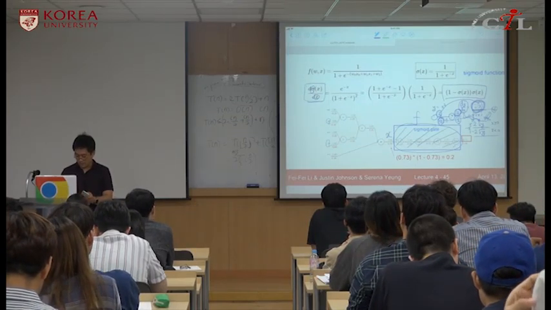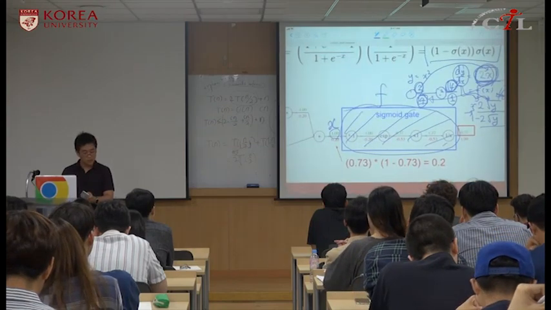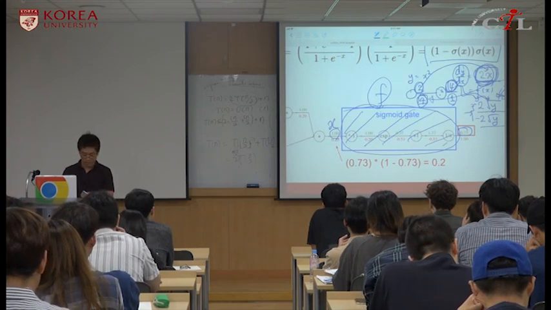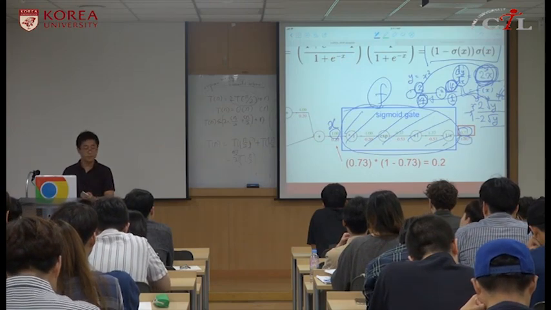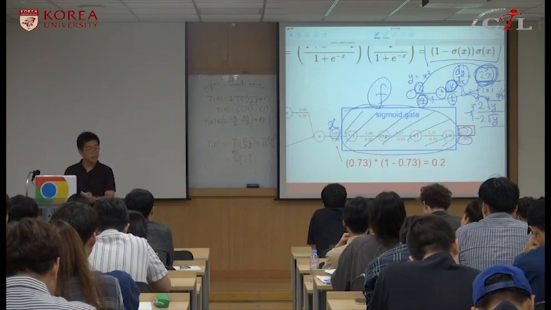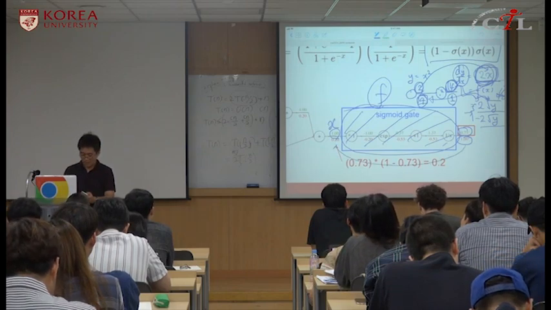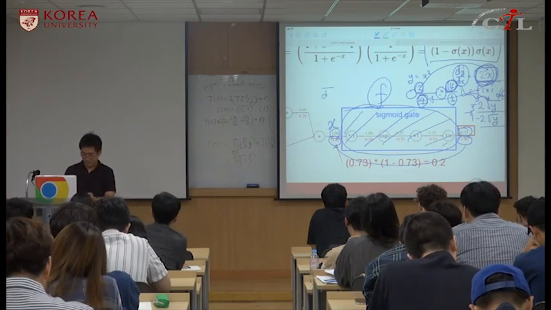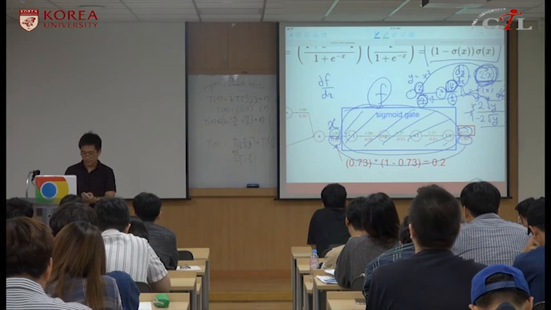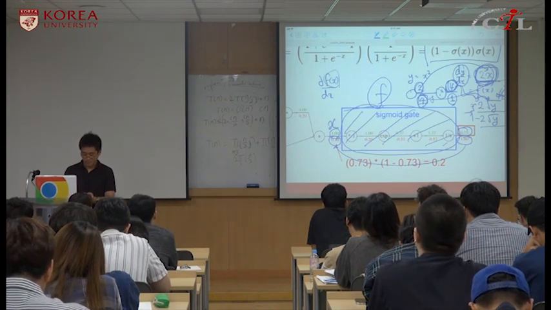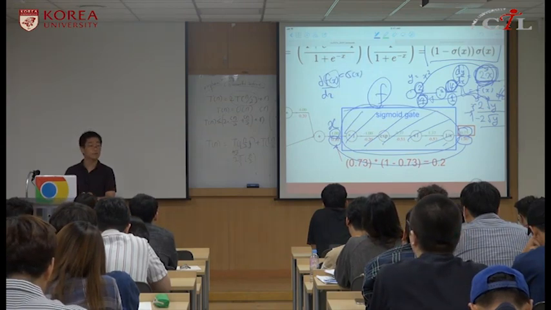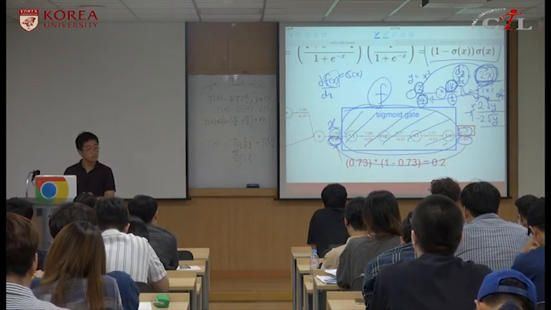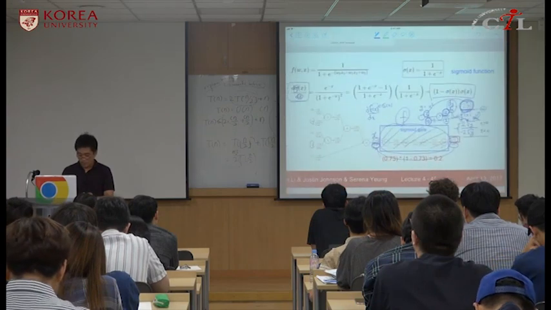And then when x is 1, this function value will be 0.73. And if the gradient at this point was 1, how can we compute the gradient corresponding to x, or more exactly d of f of x? This guy is a sigmoid function, right?